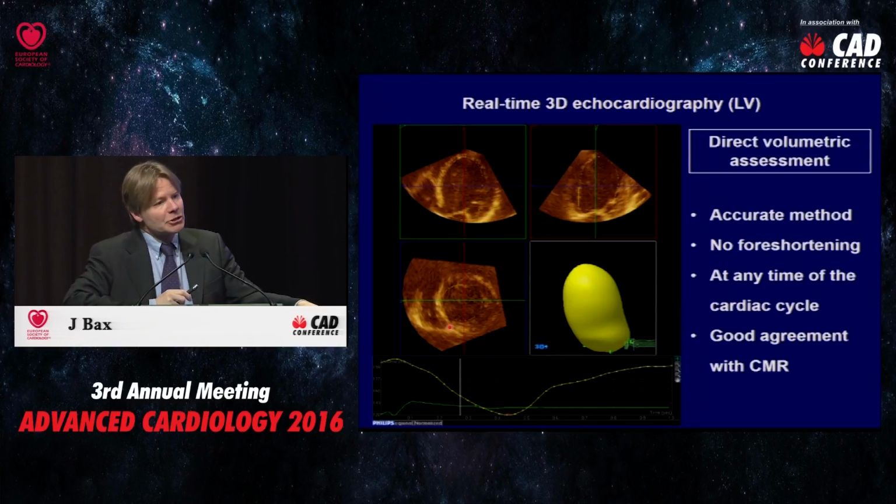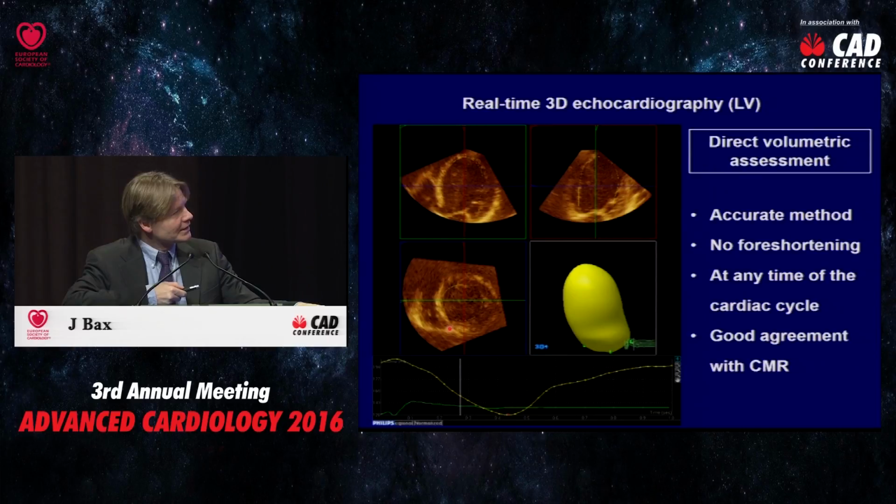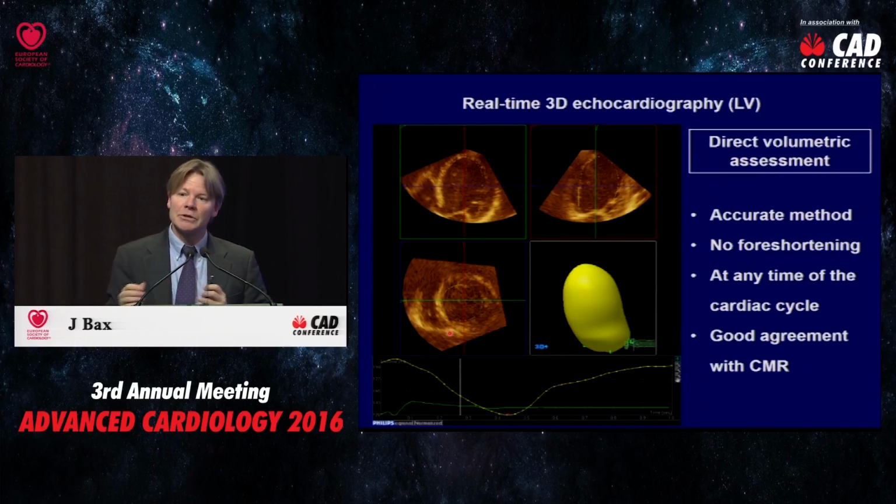And then this three-dimensional echo started to come, and this is a ventricular automatic assessment. You take this from the 4-chamber, the 2-chamber, you trace it, and you get an automatic assessment, and this is a quite accurate measure. It's not foreshortening. You can do it at any time of the cardiac cycle, and it agrees quite well with magnetic resonance imaging. So this is probably the way forward.